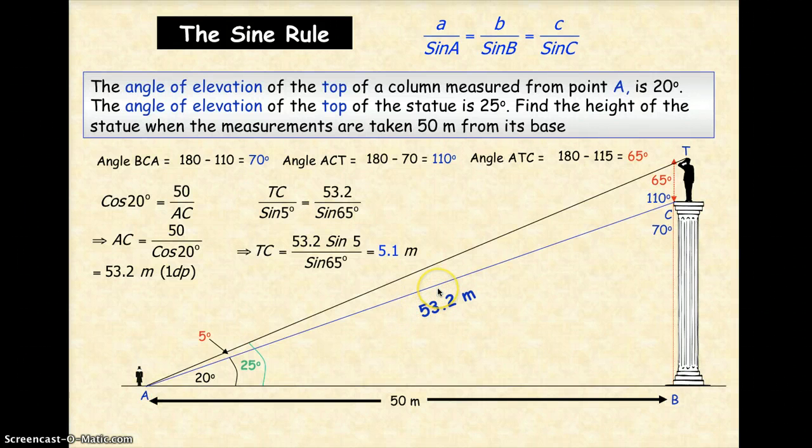You have one side in your smaller triangle, which is 53.2. Okay. So the final answer, the height of the statue, should be 5.1 meters in 1 decimal place.